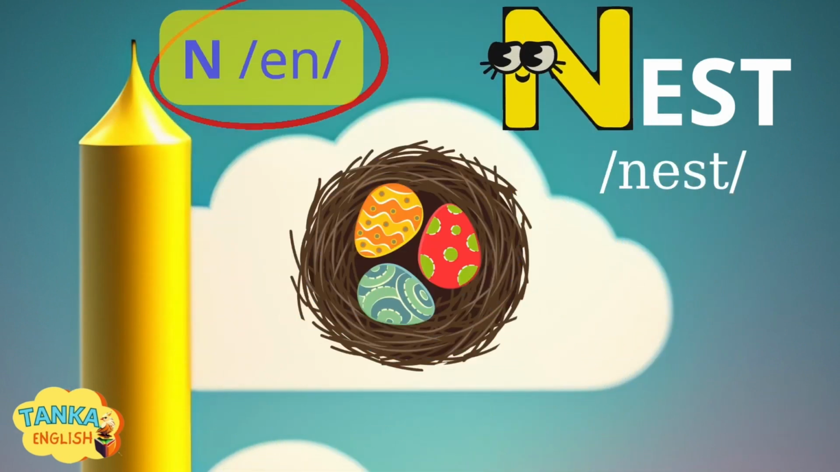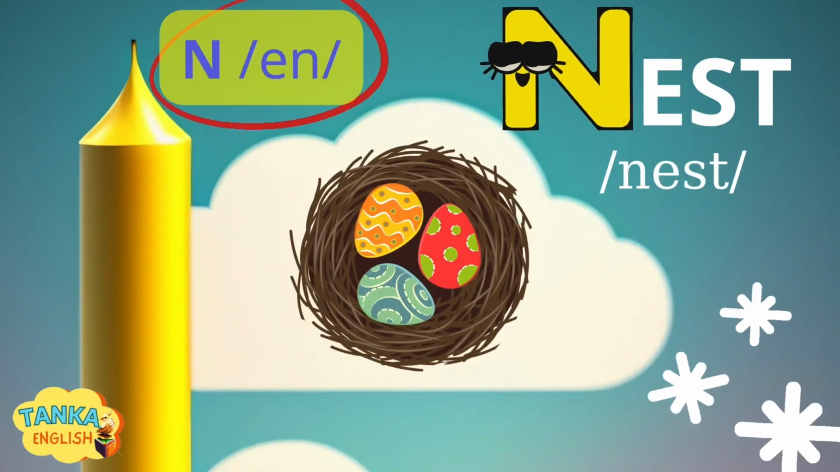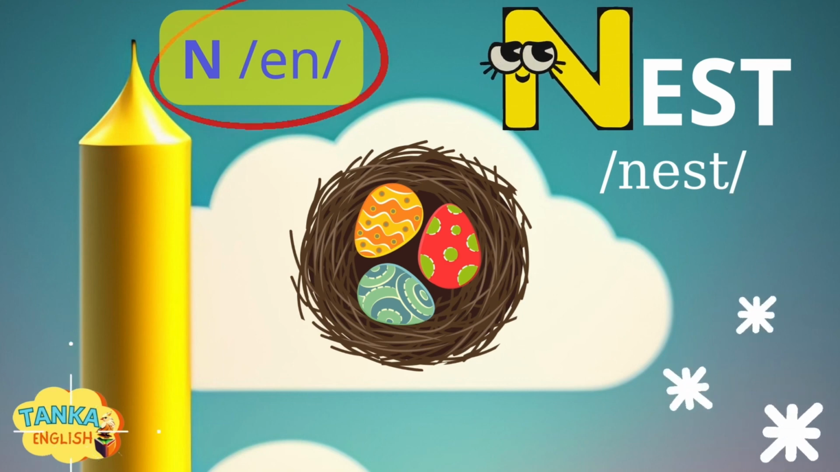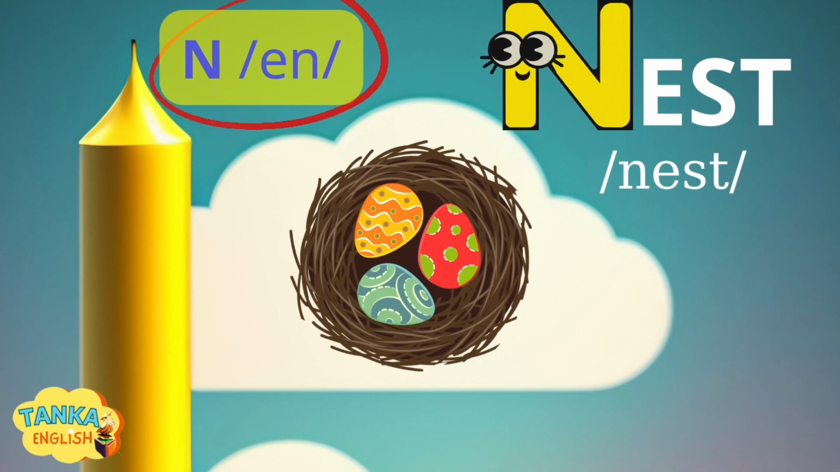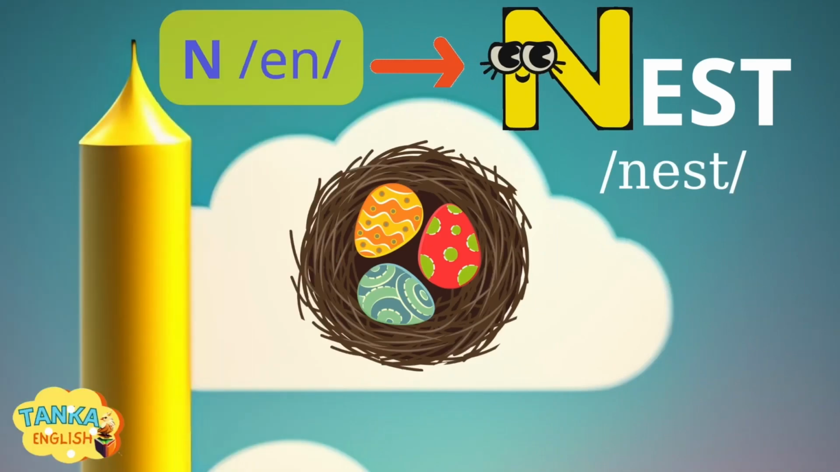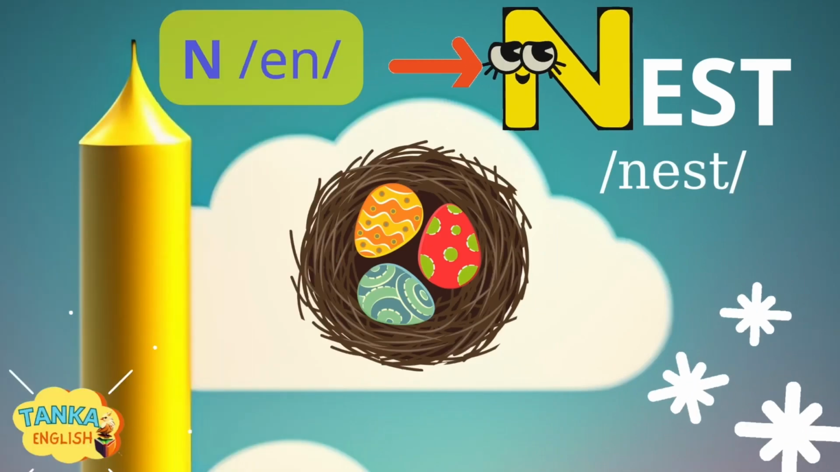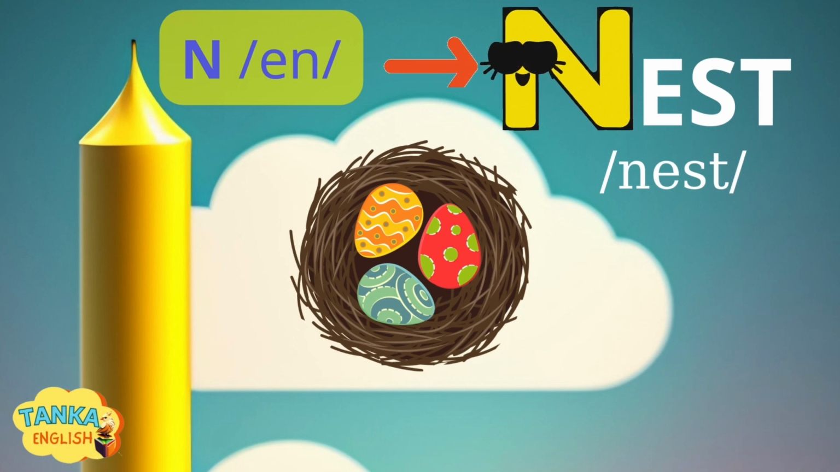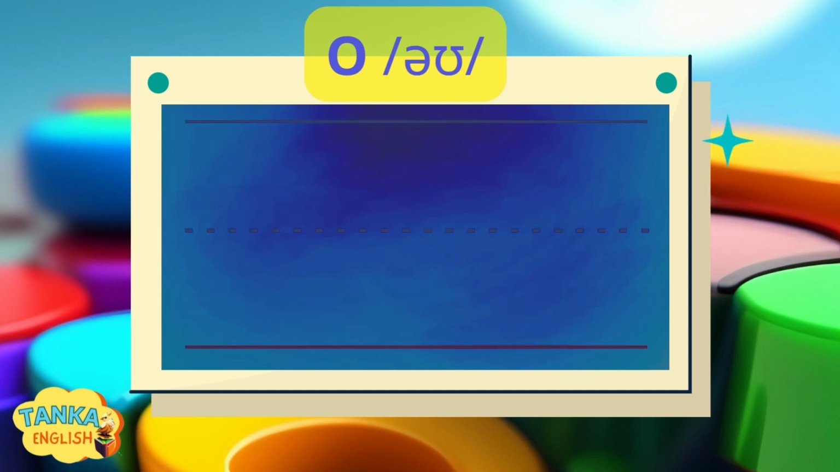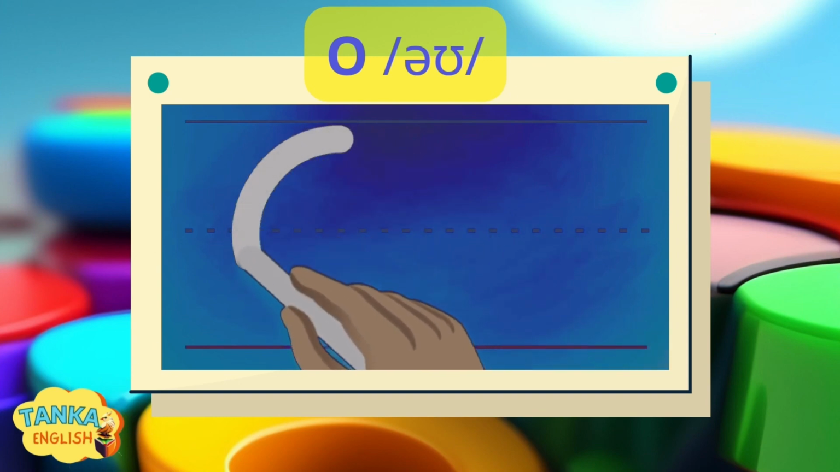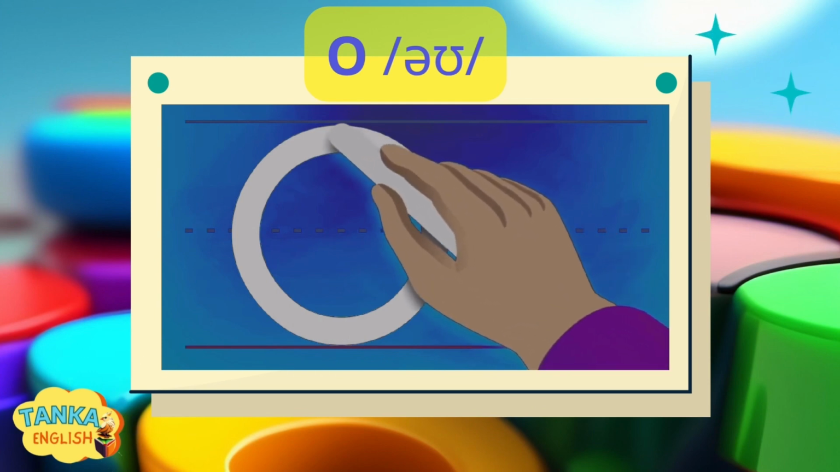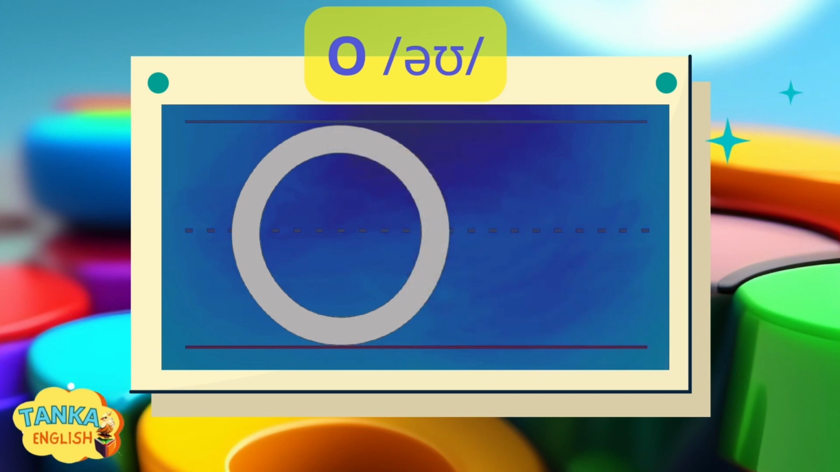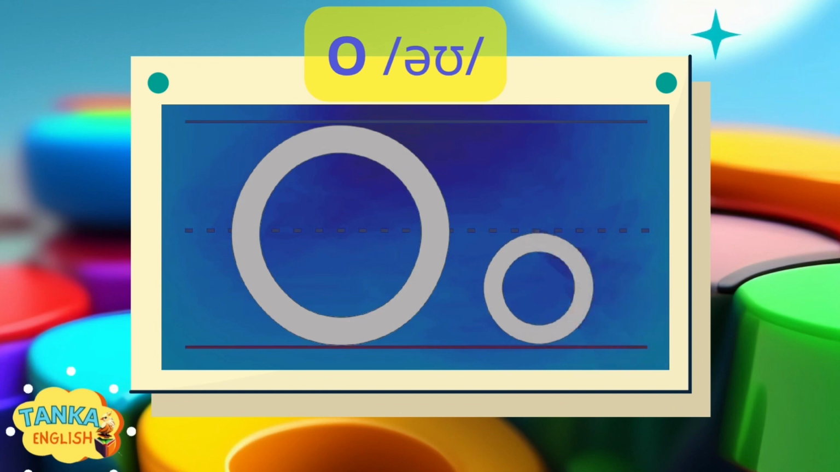Wonderful. N. Nest. Next is the letter O. Uppercase O. Lowercase O. Perfect.